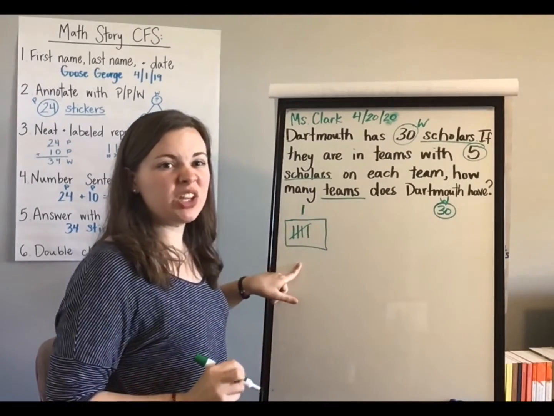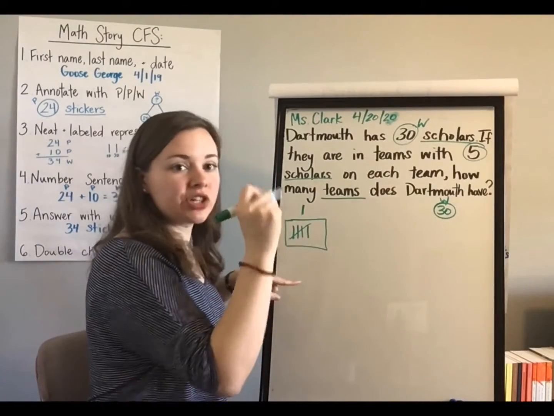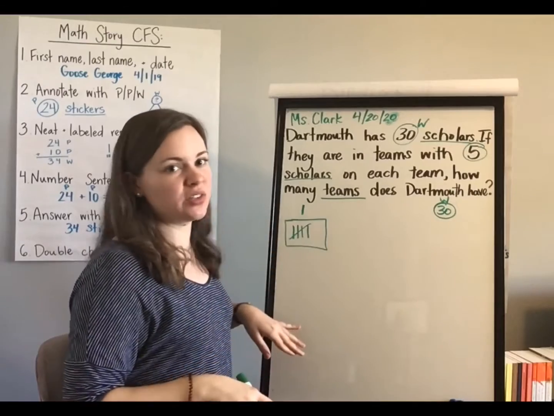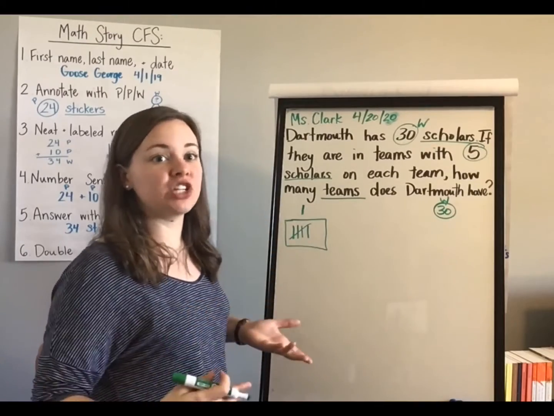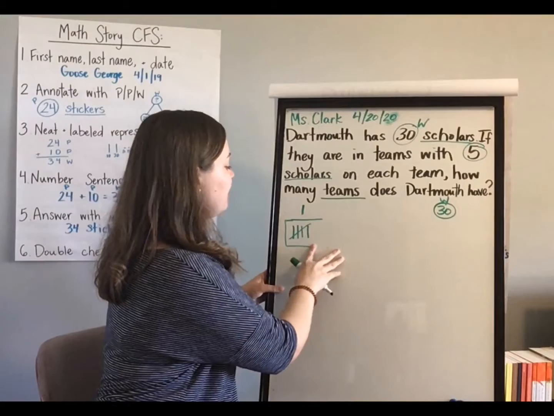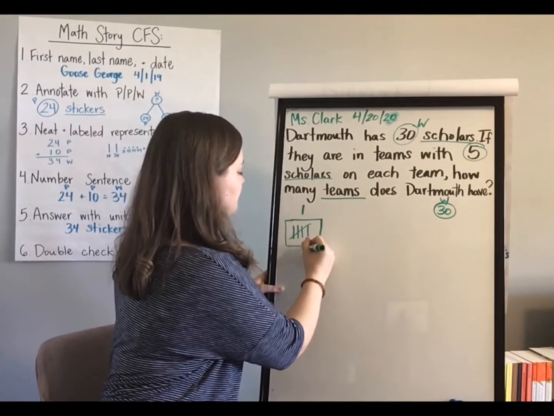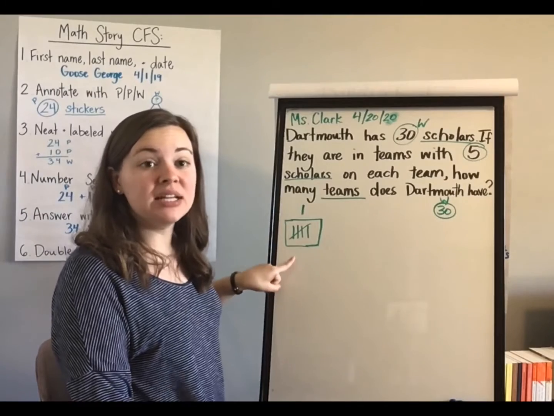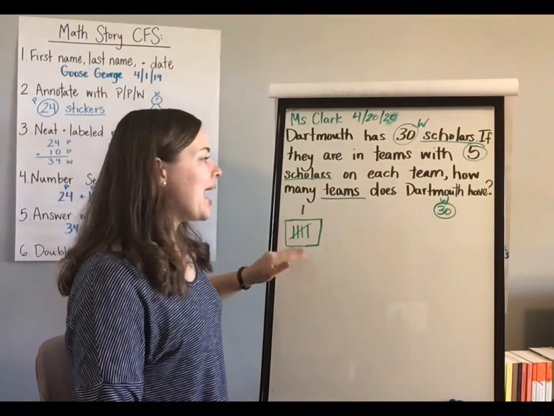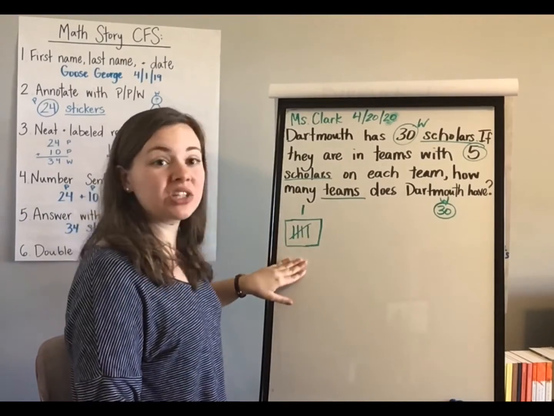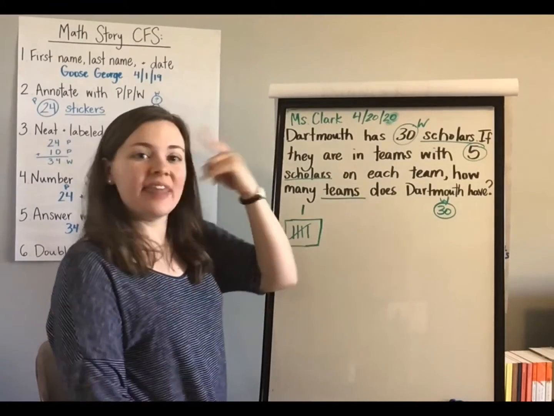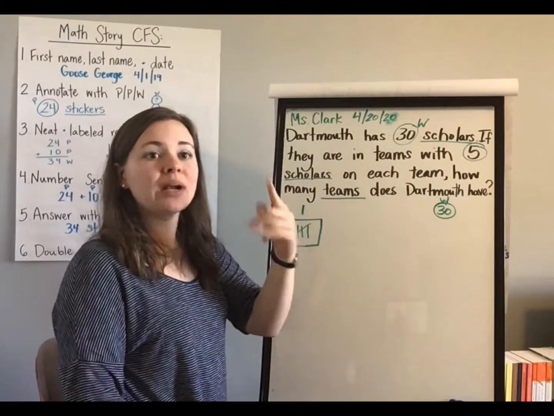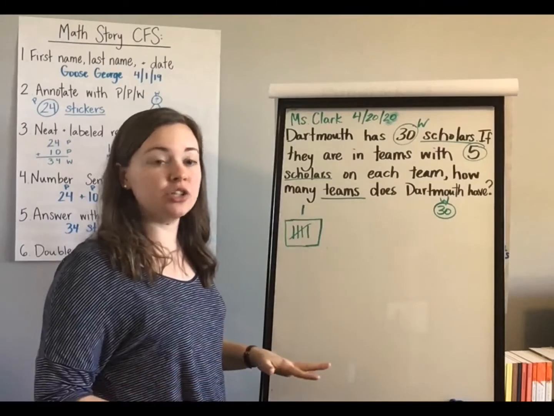Notice I just quickly used tally marks. I didn't draw out circles and number every single scholar. That wouldn't be very efficient. Now that I have my first team made, I'm going to push myself to add a different label. Down here at the bottom, I'm going to add and label how many scholars I have represented total. That way I don't forget and I know when I have all 30 Dartmouth scholars represented.